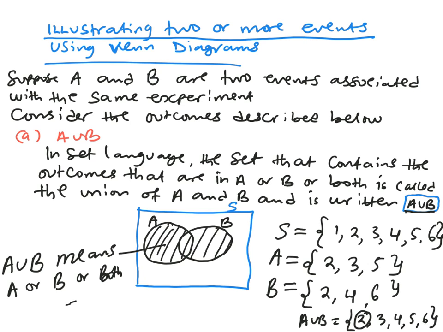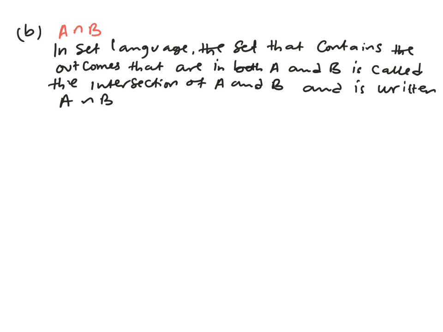So let's move on and look at the intersection. We are looking at A intersection B. In set language, the set that contains the outcomes that are in both A and B is called the intersection of A and B, and is written A intersection B. This is how we write it.